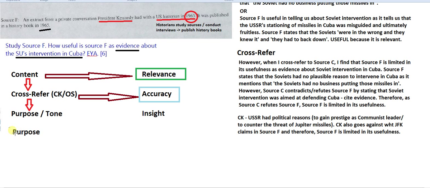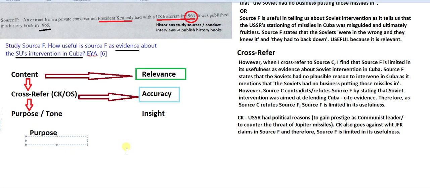Okay, and finally we look at purpose. Let's see what its purpose does. When you think about a purpose, what does Kennedy want to do? So we look at the message. What is the message behind the source? It's basically to show that the Soviets... Remember, the Cuban Missile Crisis was just over. Of course, what will Kennedy be trying to do? It is to show the Soviets in a certain light.